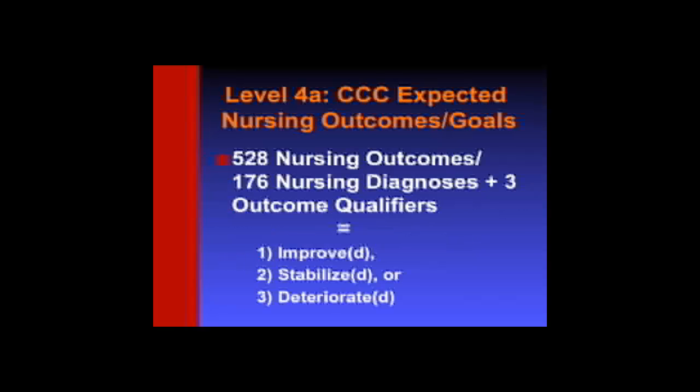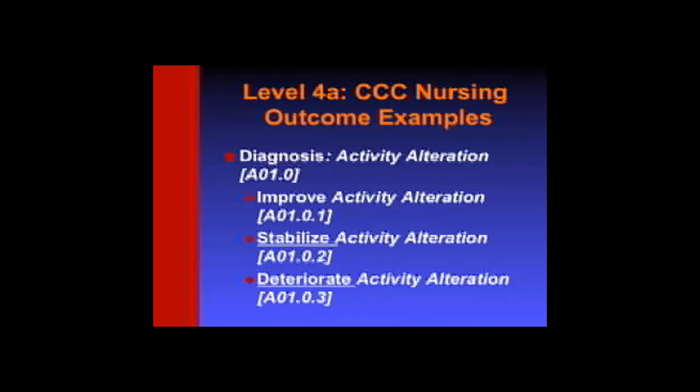Each of the 176 nursing diagnoses can also be combined with one of the 3 outcome qualifiers: improve, stabilize, or deteriorate, to form the 528 expected outcomes or goals of care. For example, the expected outcome for activity alteration can be coded as one of 3 ways: improve, stabilize, or deteriorate activity alteration.